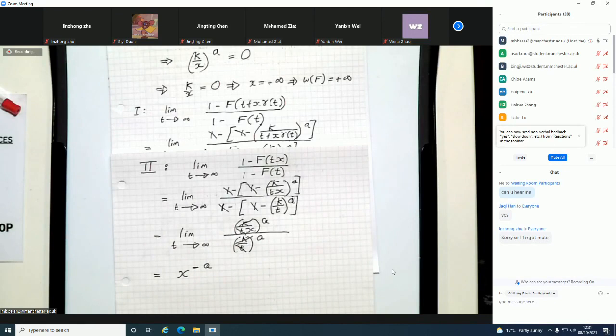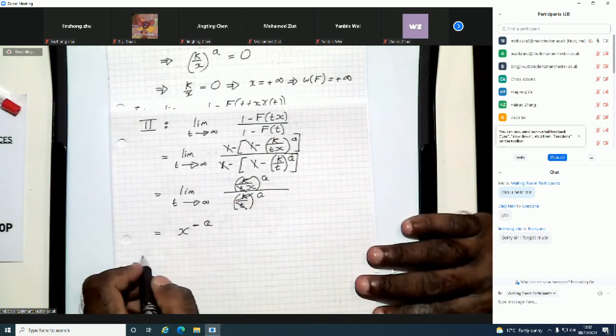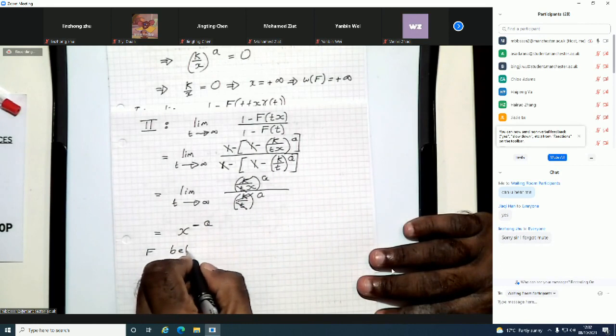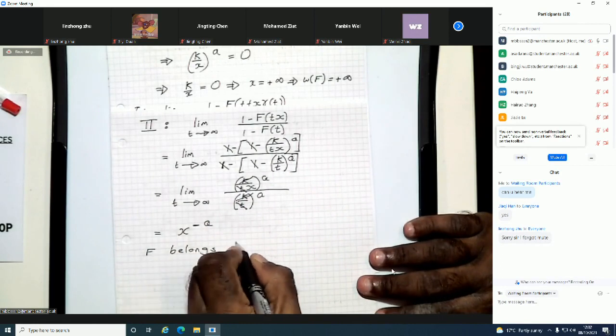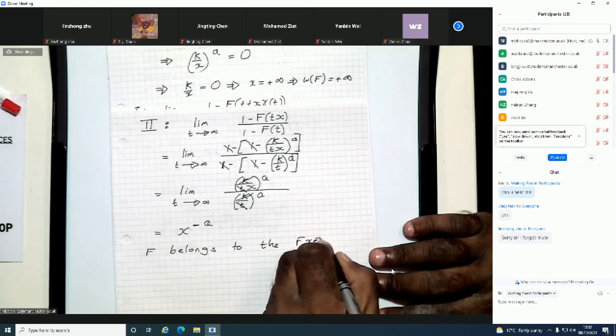Would you want us to check the conditions in sequential order? Because for a condition like that, there's no exponential, so you can rule out condition 1 straight away. Can you just check condition 2 first? Yeah, you can do that. Yes. The answer is yes. All right. So the conclusion is that f belongs to the Fréchet domain of attraction.